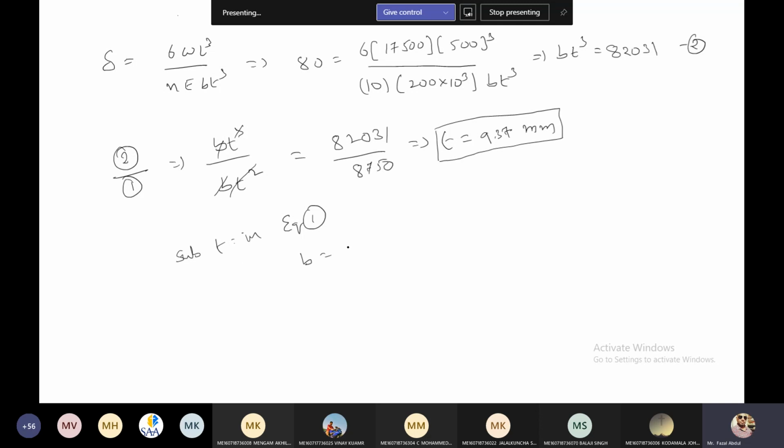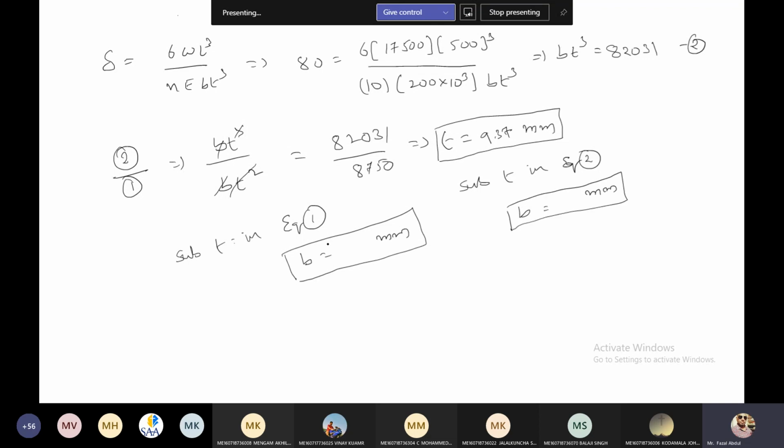Tell me the B value. In the same manner, substitute the T value in equation 2. Tell me the B value. That means substitute the T value in both equation number 1 and number 2. Suppose for the first equation B1, and for the second equation B2, based on the equation numbering. So what is B1? What is B2?